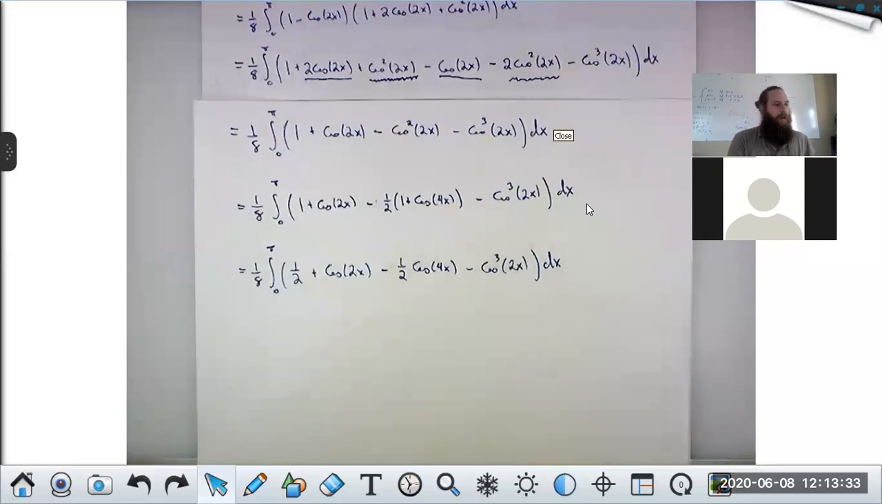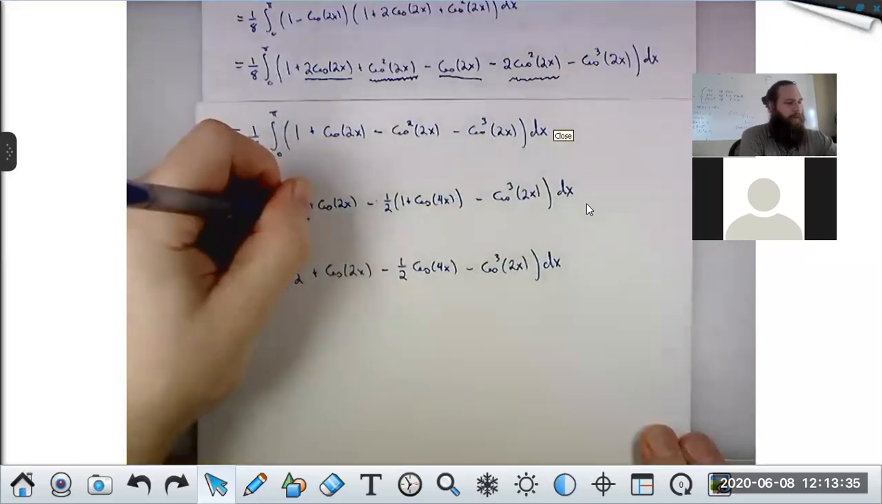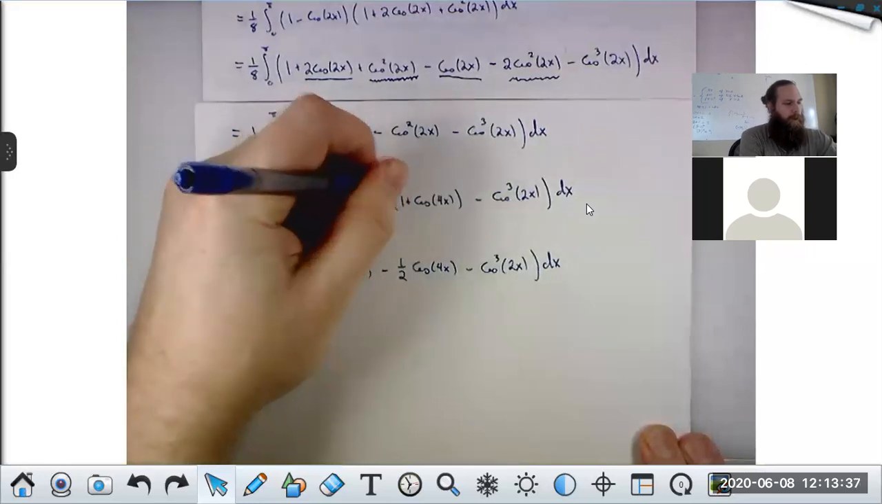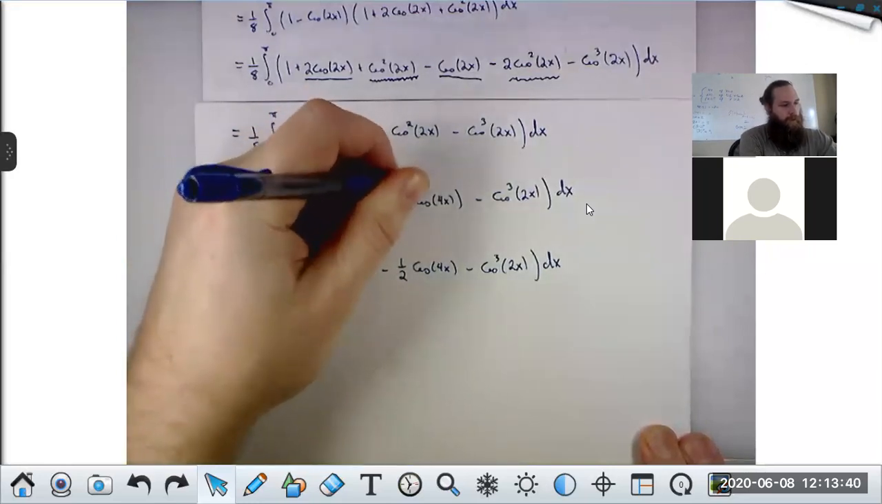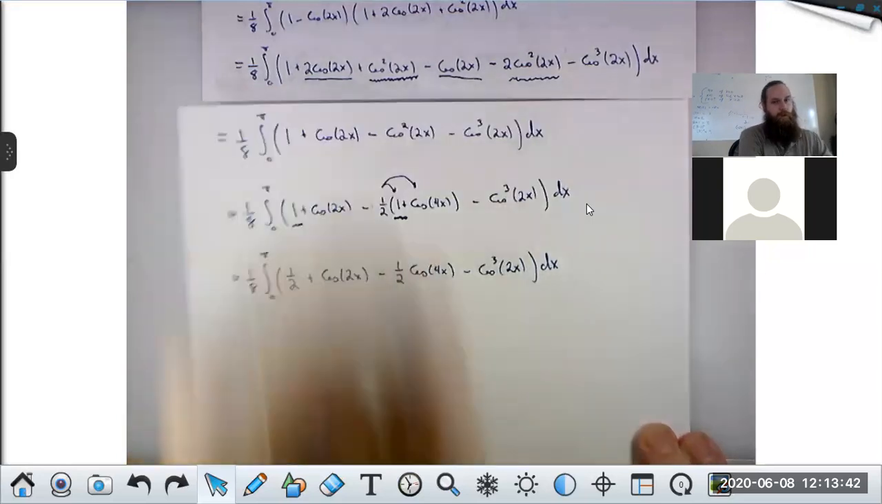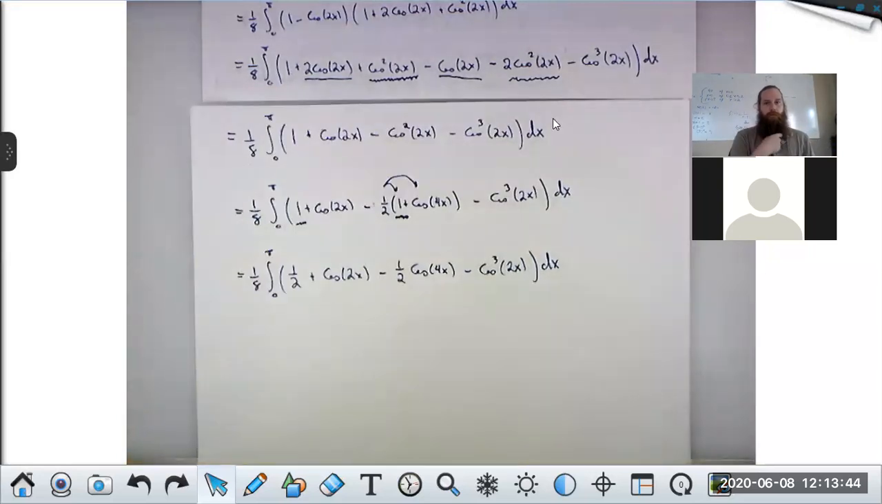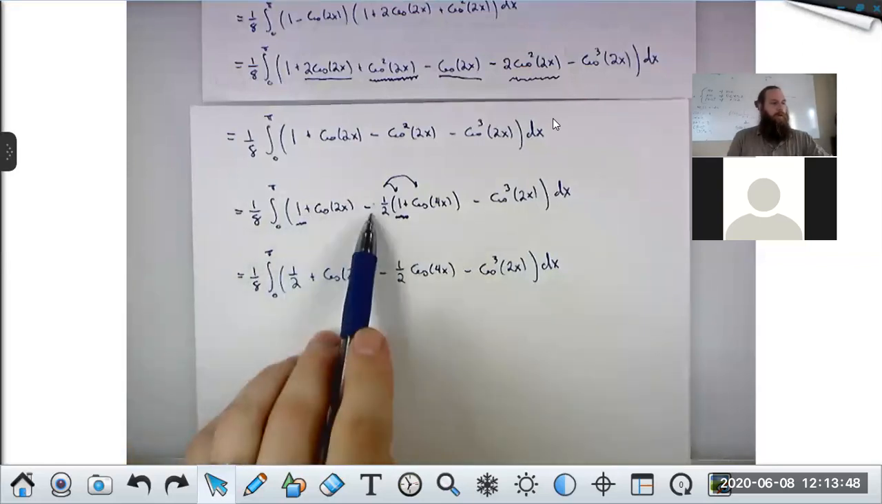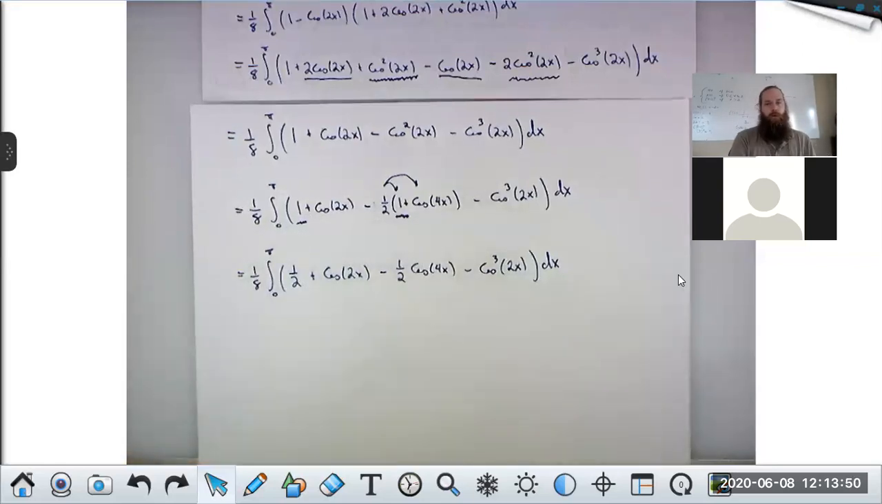The 1/2 came from combining this term with the 1/2 I get when I distribute here. So this would be 1 minus 1/2, which is 1/2. That's where the constant term there came from.